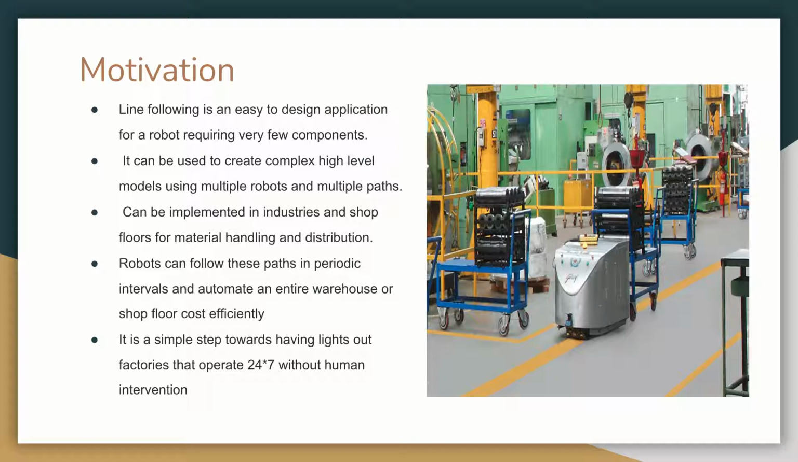It can be used, however, to create complex high-level models using multiple robots and multiple paths, and can be implemented in shop floors, industries and warehouses for material handling and part distribution between different machines. These robots can follow these paths in a periodic manner, and that way we can automate the entire warehouse or the shop floor in a very cost-effective manner. This is a simple step towards having lights-out factories that operate without any human intervention whatsoever.